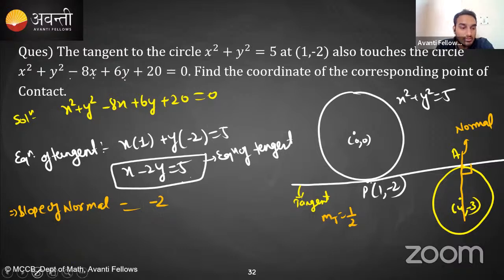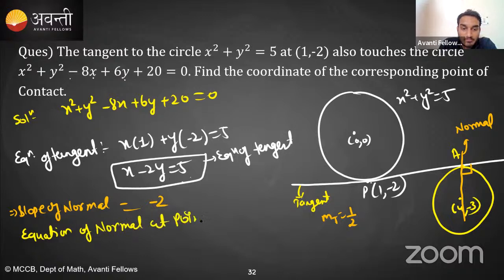So what will the equation of the normal be? Now the equation of the normal at point A, how much will it come to? We know the slope, and we know that the normal will pass through the center of the circle also, right?